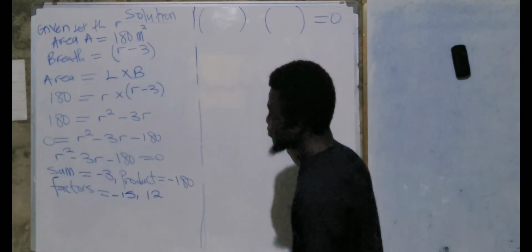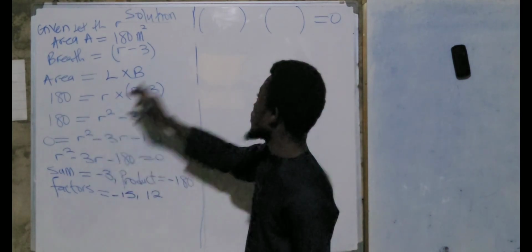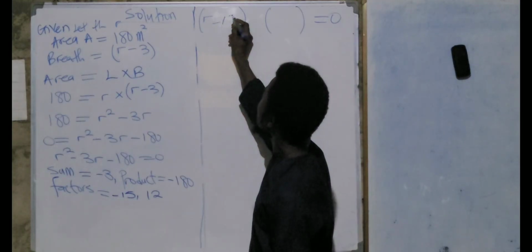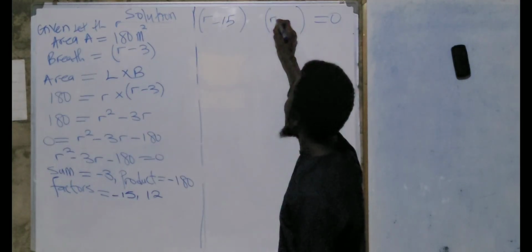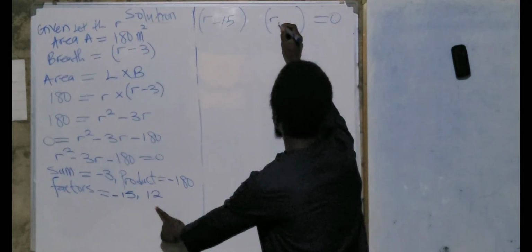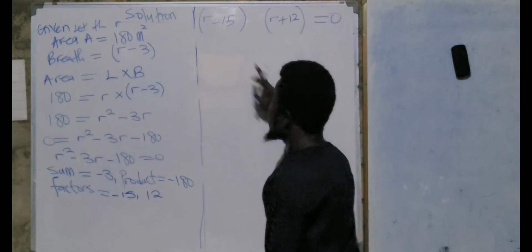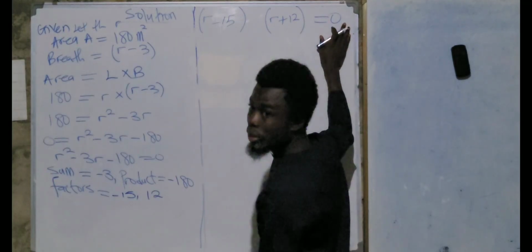Now, two brackets here, and equate them to 0. What is the variable that we're dealing with here? R. But the first one is what? Negative 15. Yeah, I have R again, but this sign is positive, plus 12. That is all. Now, equate each to 0.